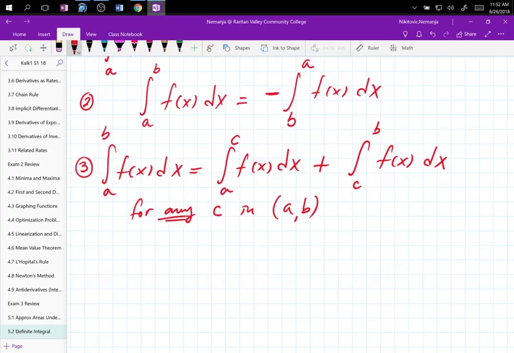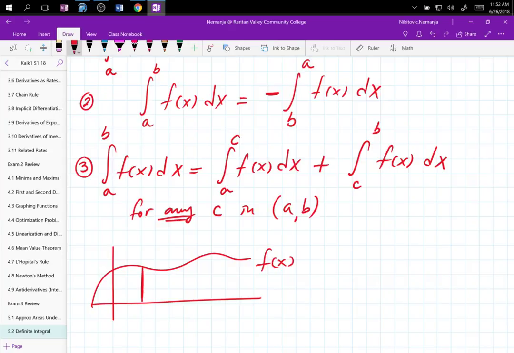Guys, that should be common sense right away. I'll draw the picture. You have some arbitrary f of x, and you're integrating between a and b. Here, cut there with c. Do you see that the area a to c plus area c to b is actually AB area, right? So you are allowed to cut anywhere between a and b, anywhere.